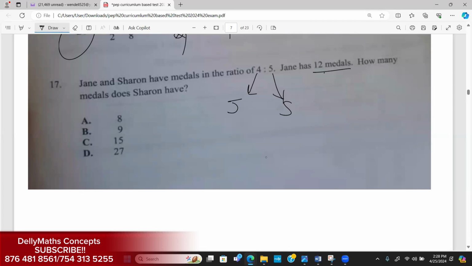How did 4 turn into 12? I want you to think. 4 was multiplied by 3 to turn into 12. That means I have to do the same proportion for this. So 5 must be multiplied by 3 too, and we're going to end up with 15. So when Jane has 12, then Sharon is going to have 15. They did ask how much Sharon will have. Sharon is going to have 15, right? Because we multiply them both by 3. And I know that everybody got that.